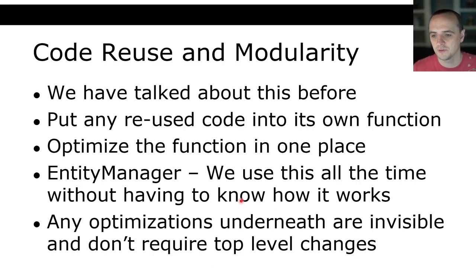So any optimizations that are underneath that entity manager framework are invisible above it. So anyone using it just knows, oh wow, my program is like twice as fast now. How did that happen? I didn't change any of my code, but below the hood, it has been changed and you didn't even know it.